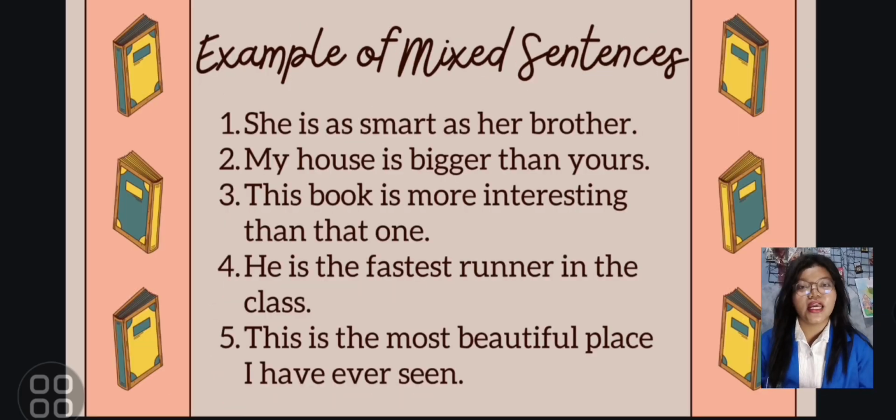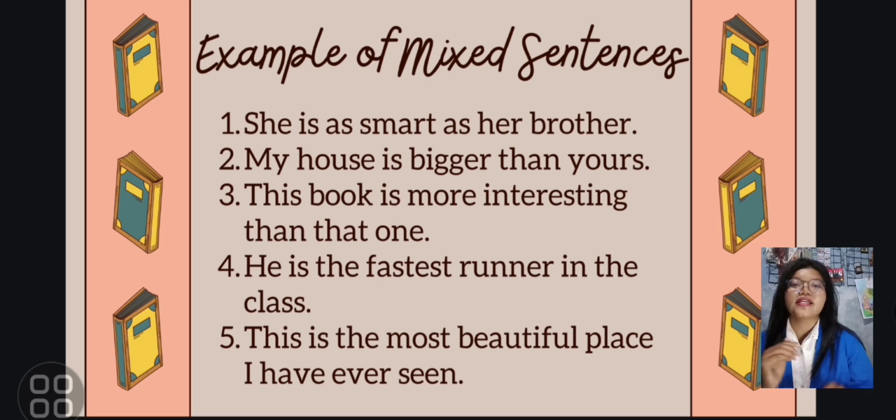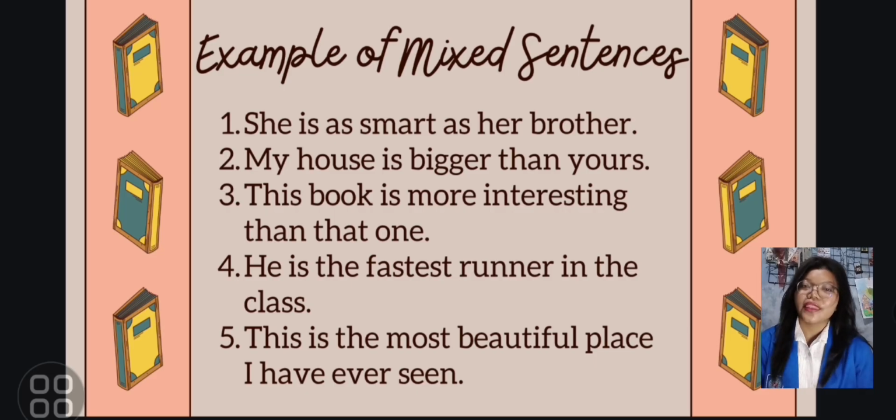Now let's look at some examples that mix all three degrees together so we can see the difference more clearly. Number one, she is as smart as her brother. This uses positive degree, showing equality. Number two, my house is bigger than yours. This uses comparative degree with a short adjective.